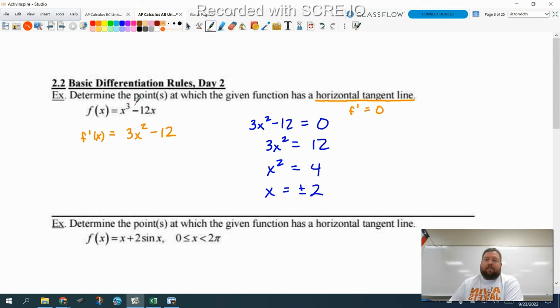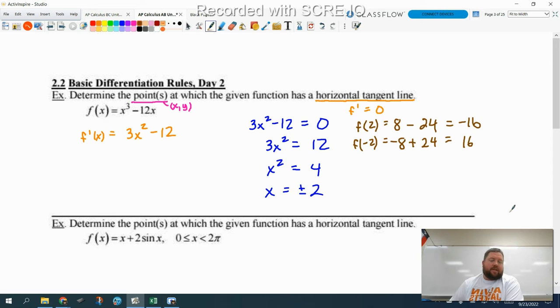It did say find the points. Remember, points mean you have to have an x and a y. So now that we have our x values, we're going to plug those back in to our function. So we're going to do f of 2. So that's 8 minus 12 times 2 is 24, which is negative 16. And then f of negative 2 would be negative 8. And then negative times a negative is a positive 24. So that would add up to positive 16.